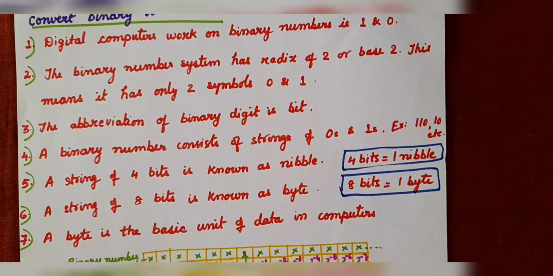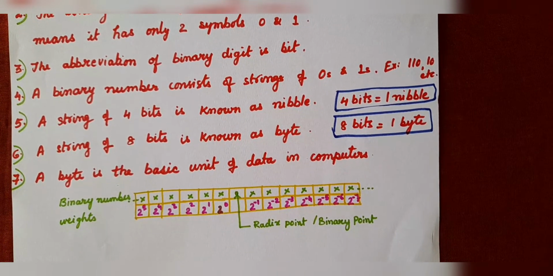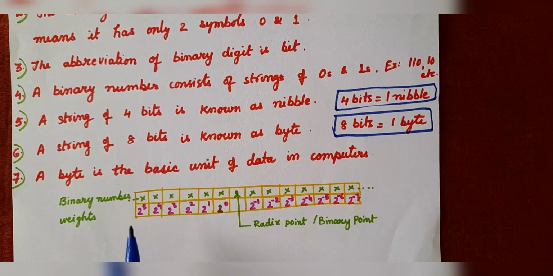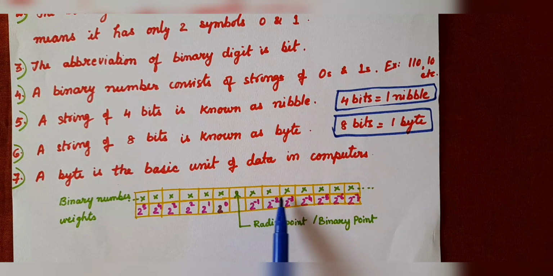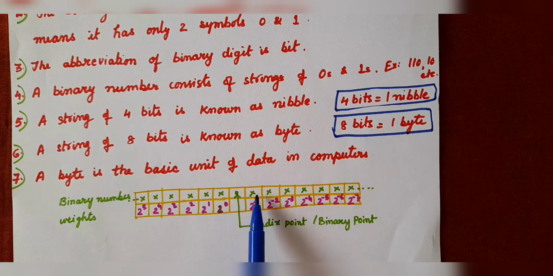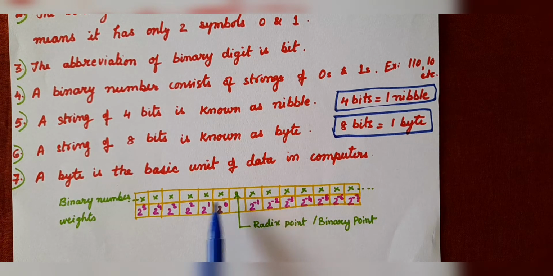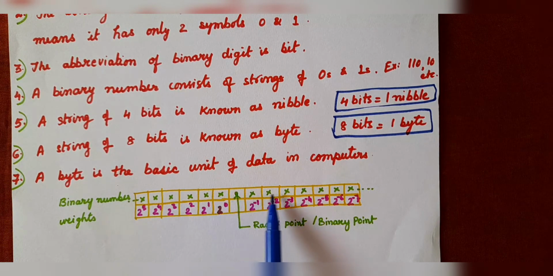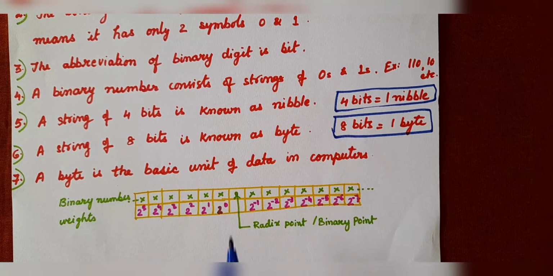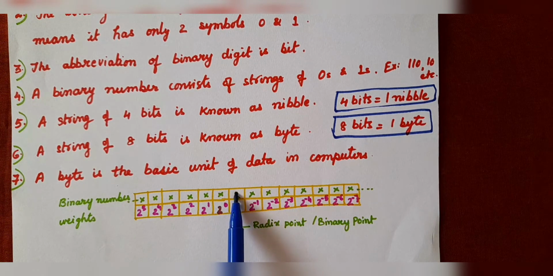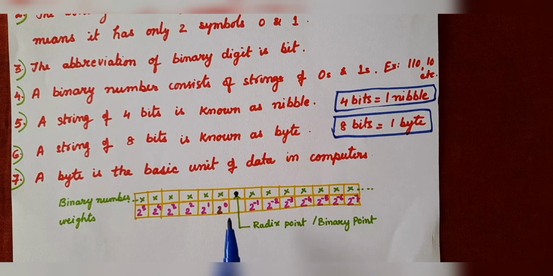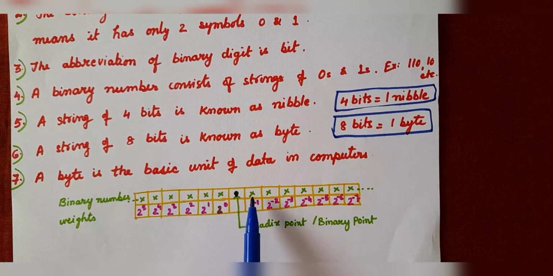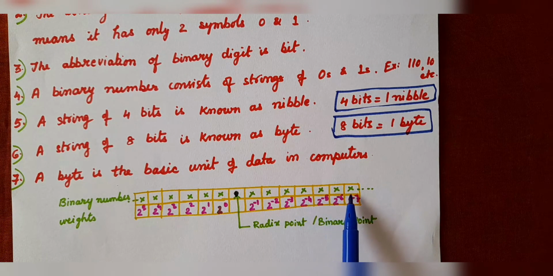So let us see how to do the conversion of binary to decimal. Here I have taken a binary number, where each x can either be 0 or 1. So let us say some binary number is given in this form. There is a dot here. On the left hand side is the integer part and on the right is the fractional part.